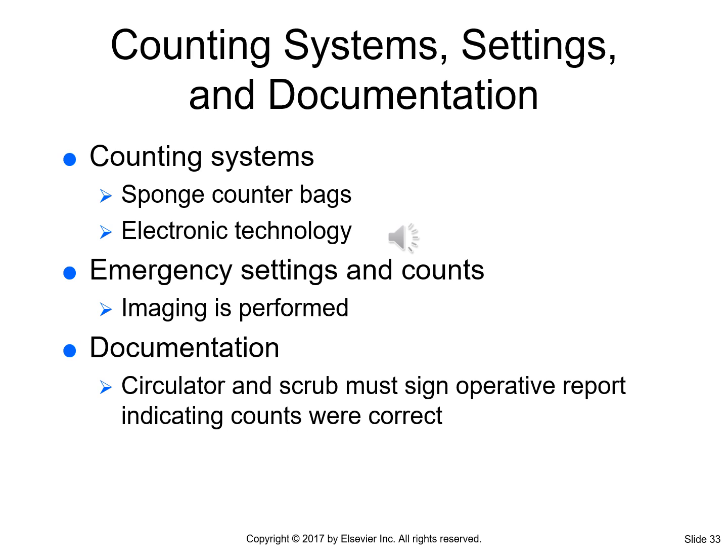Obviously, in emergency situations, counts often are waived, but typically at the end of the case, we do an x-ray to make sure that no sponges or any of the soft goods were left in the patient. It would pick up and hopefully see an instrument if one was left behind. And then we document the circulator and scrub.